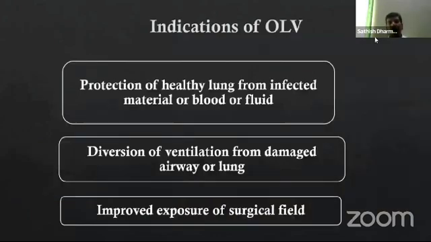What is the indication for one lung ventilation? Protection of healthy lung from infected material or blood or fluid, such as bronchiectasis or lung abscess or any pulmonary hemorrhage. The next one is diversion of ventilation from a damaged lung, like bronchopleural fistula, bronchopleural cutaneous fistula, or any other air leaks. Next important thing is improved exposure of the surgical field, like video-assisted thoracoscopic procedures or minimally invasive cardiac surgeries where you need to deflate your lung, whichever side the surgeon is operating.